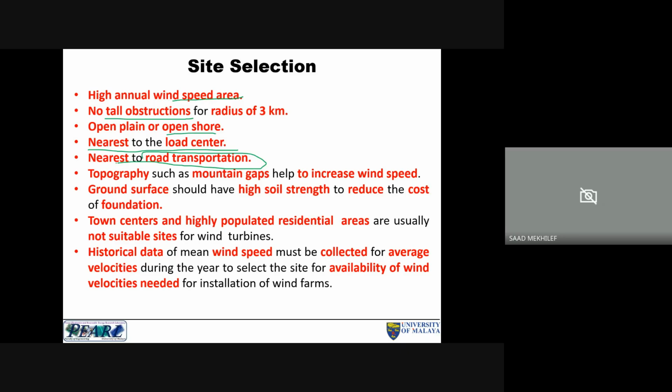As I mentioned just now, mountain gaps can help to increase the wind speed. I think the wind speed increases as we go higher, because there is less friction with the ground. That's why, before we design the wind turbines, we calculate the wind speed at the reference height, and then what will happen if we increase the wind turbine height by another 2 or 3 meters? How much wind speed we will get, and then how much power we will get.